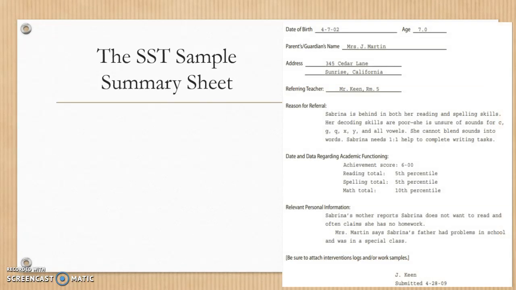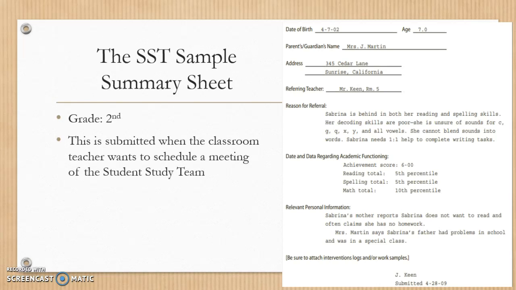Here's what it looks like. We see typical information on there. For this student, it was second grade, and it was submitted when the classroom teacher wanted a meeting with the student study team. If we look, we can see the reason for referral, data regarding academic functioning, and relevant personal information that is important for the evaluation.